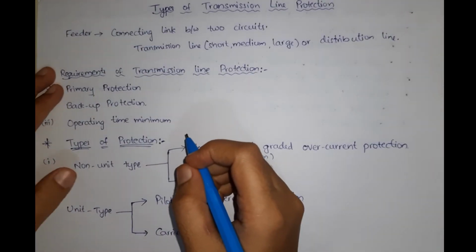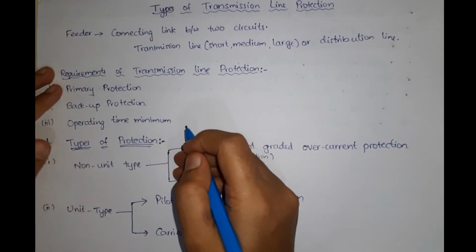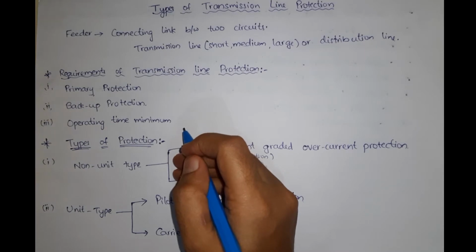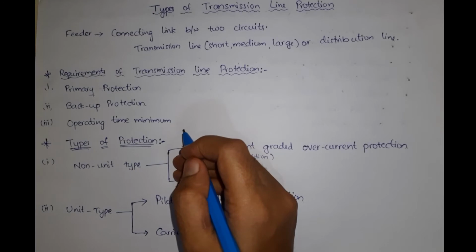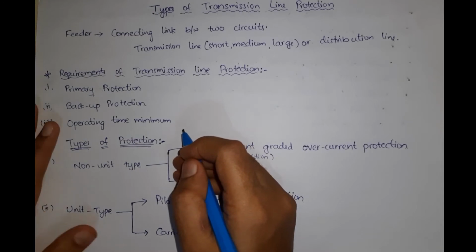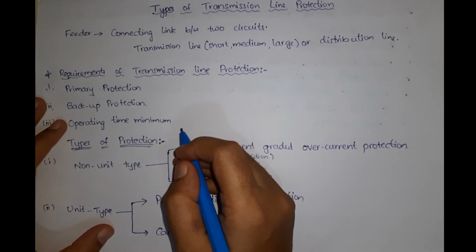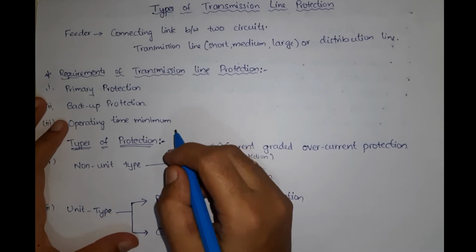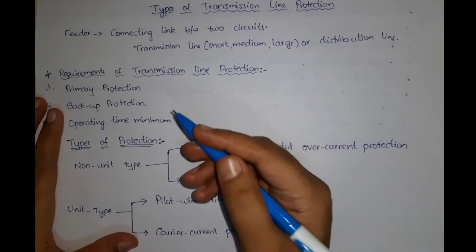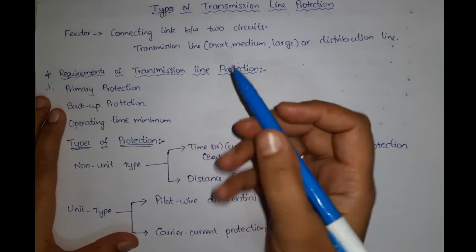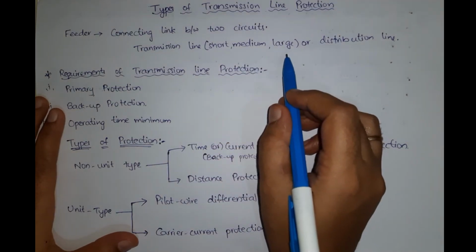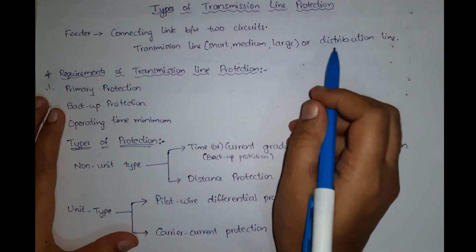Hello everyone. In this lecture, we are going to see about the types of transmission line protection. So, for seeing about transmission line protection, first we need to define or know what is a feeder. Feeder is a connecting link between two circuits. Those two circuits may consist of transmission lines, which are short transmission lines, medium transmission lines, as well as long transmission lines, or they may be distribution lines also.